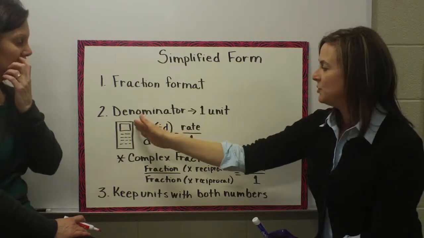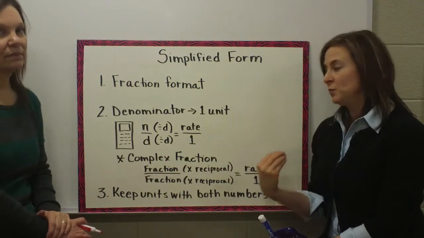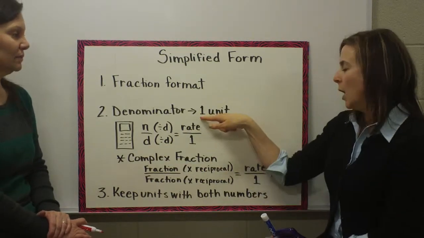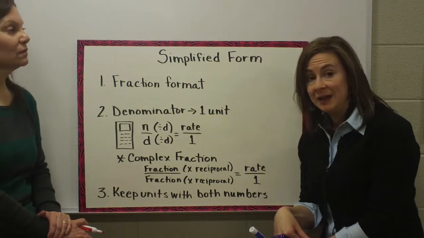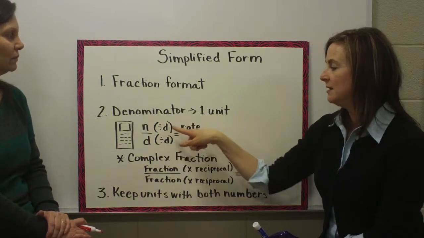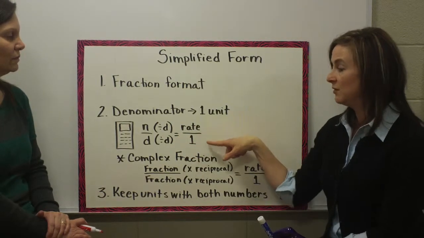The second thing that you need to know is that you always want to end up with a denominator that equals 1 unit. Here's where your calculator is going to be really handy. You are going to have your numerator and your denominator. To get a unit rate, or with 1 unit, you are going to divide both the numerator and the denominator by the denominator. That will give you your rate out of 1.